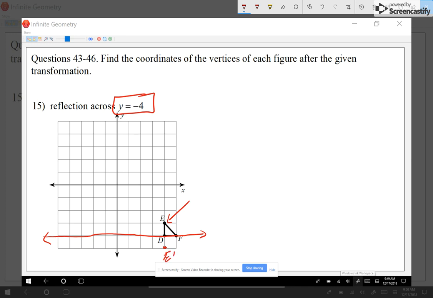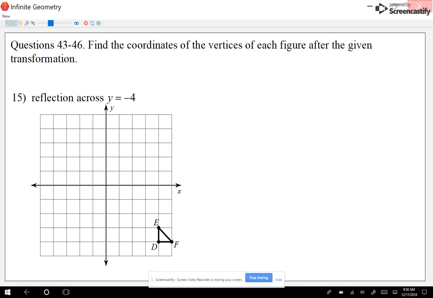Right? For reflection, we count spaces. So I noticed that E was 1 space above the line, the mirror line, so I'm going to bring it 1 space below the line. Now, D and F are both on the line. Every time we have a point on the line in a reflection, it stays in the same spot. So D and F don't move. So for reflection, you might count spaces on this special stuff. Any questions on these?